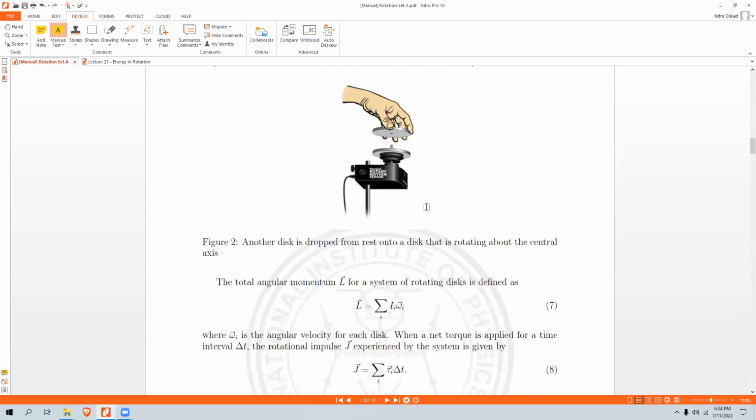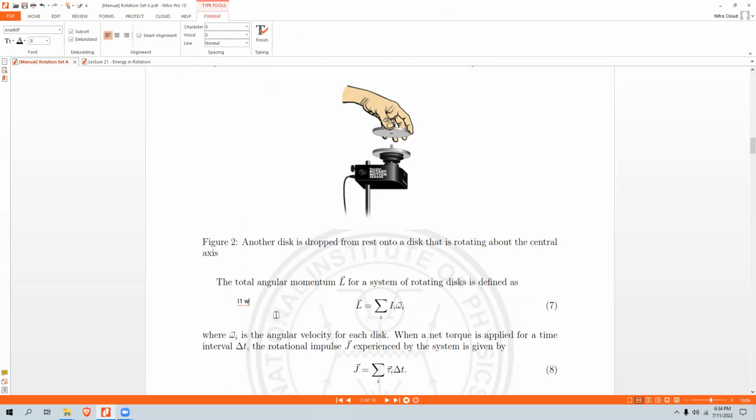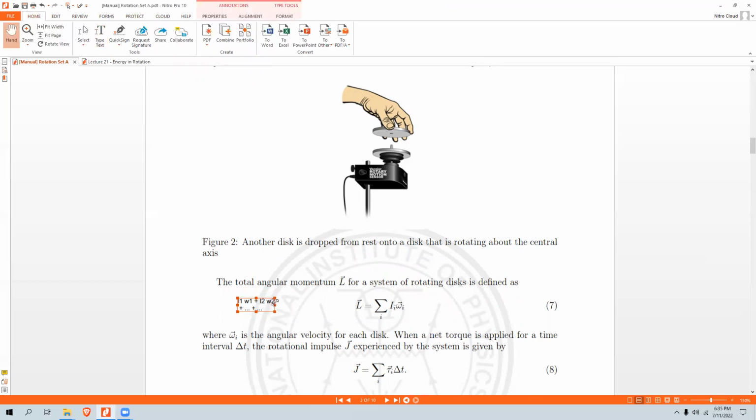If we want to determine the total angular momentum, we can sum over all angular momenta. This is the moment of inertia times its angular velocity, for each object. For example, if I had two objects, my conservation of angular momentum would involve I1 omega 1 plus I2 omega 2. And if I had more objects, I can simply write plus, plus, plus.